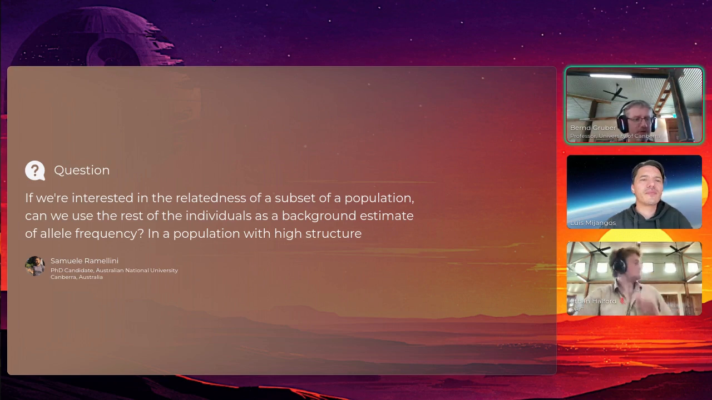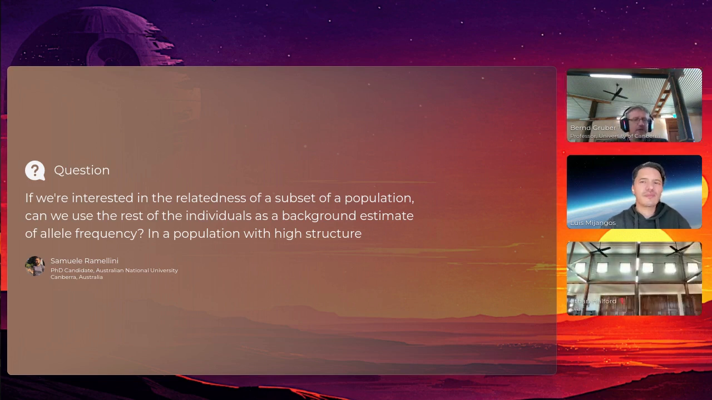If we are interested in the relatedness of a subset of a population, can we use the rest of the individuals as a background estimate of allele frequency in a population with high structure? Yes, that would be the ideal situation. That's exactly what you would like to have, and there are actually methods where you do that. Basically, you estimate the allele frequency from an independent sample and use that to estimate relatedness for the individuals you're interested in. That's exactly what you would love to have, but we quite often don't. Most of the methods do it in one go, but that's not ideal.